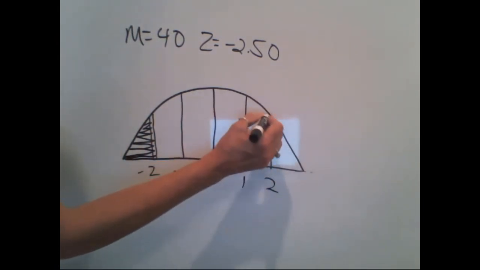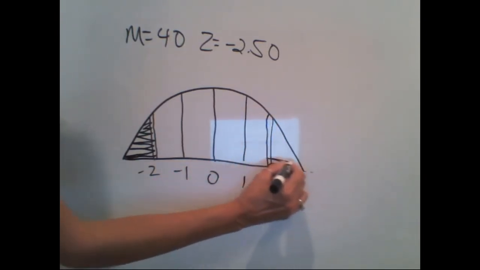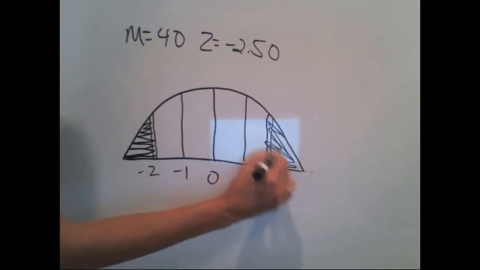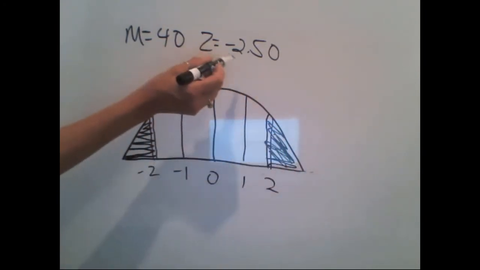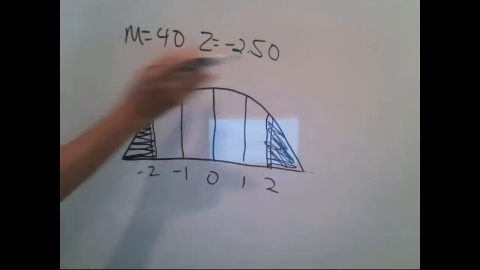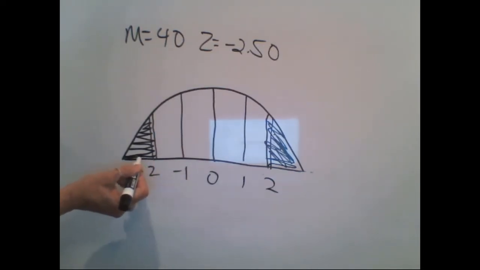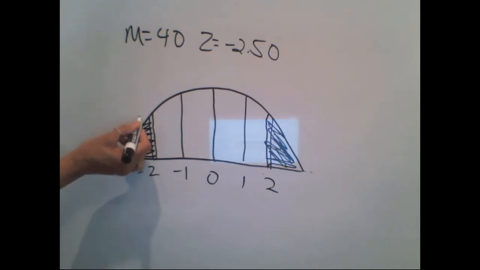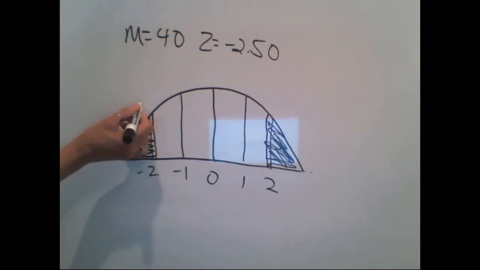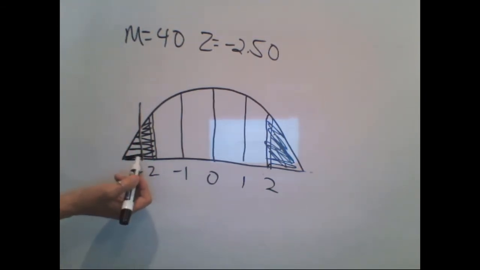I'm going to do the same for the positive side. Got 1.96 about here, and I'll go ahead and shade that in. Now, we take a look at our z-score, which is negative 2.50. I'm going to evaluate it on this side because it's negative, and I'm going to take it to 2, and then negative 2.50 is somewhere around here. So this is where our mean is found. And lo and behold, it is in this critical region. It is more extreme than negative 1.96.